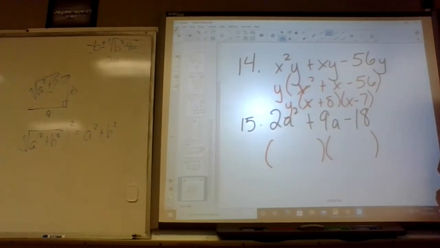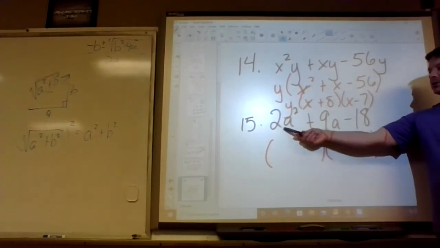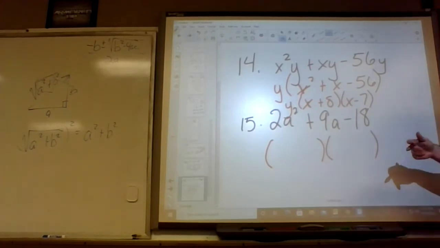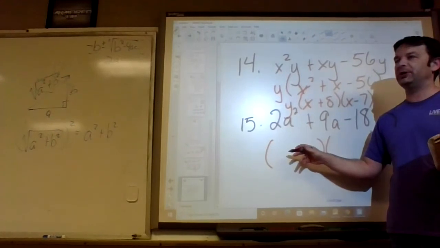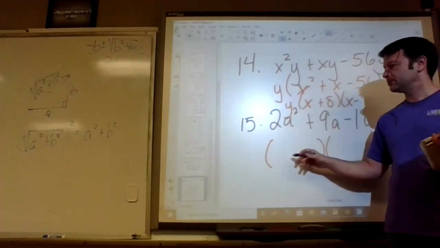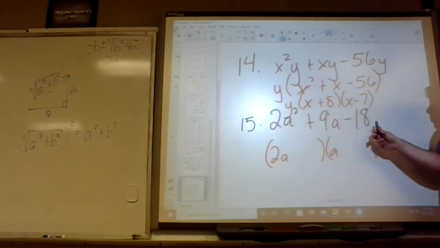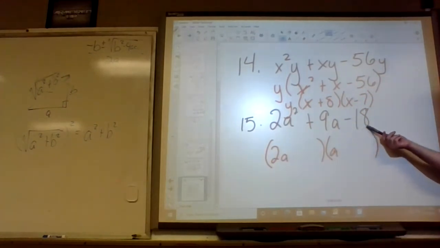Nothing comes out on this one, right? Because 2 doesn't go into 9, so you can't take anything out. So what multiplies to 8 and 9? Okay, Emily, what goes in the front? 15 is not that. We're looking at the base. Oh, 2a and then a. 2a and a. Okay, what goes into negative 18?